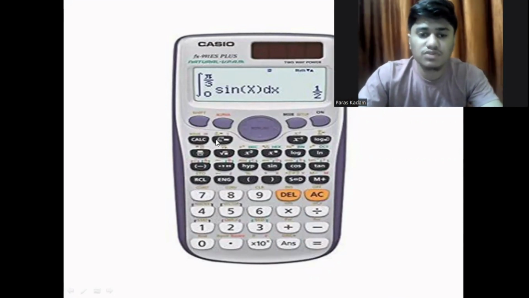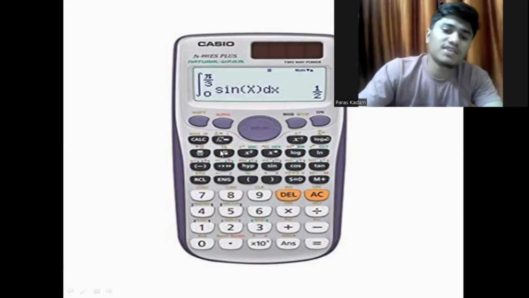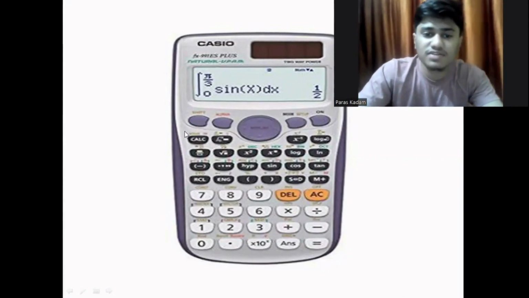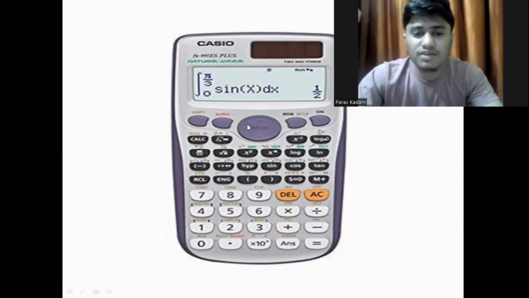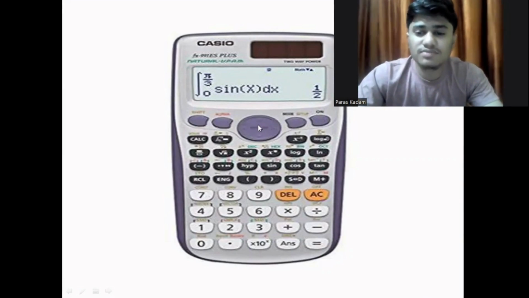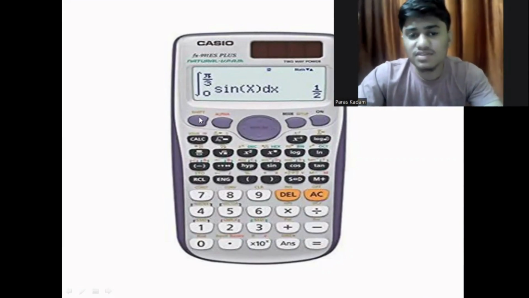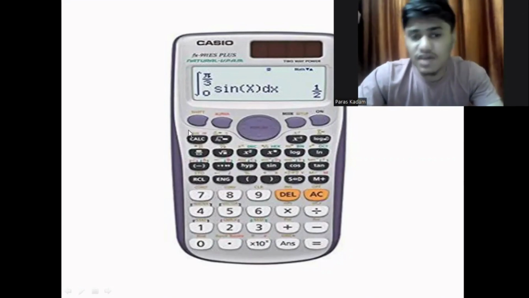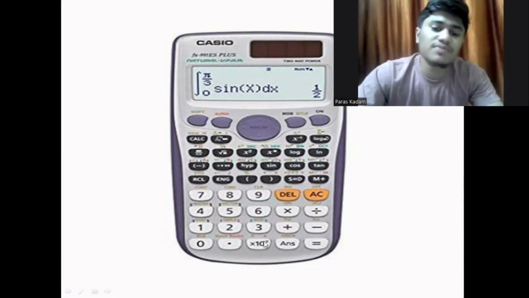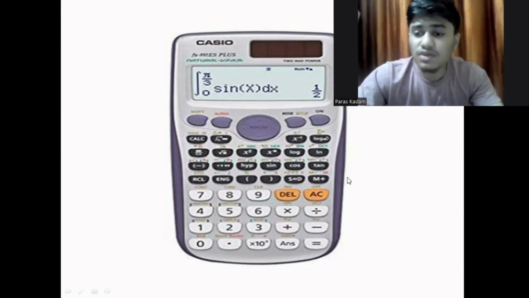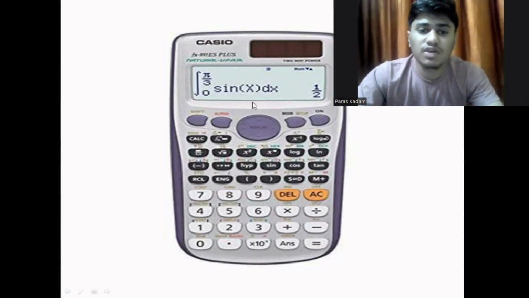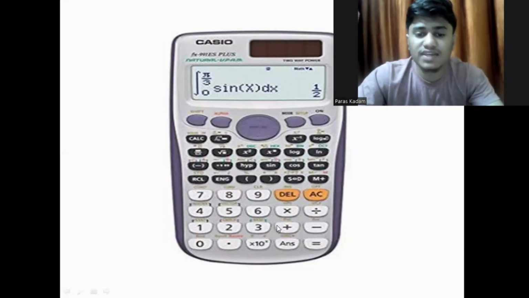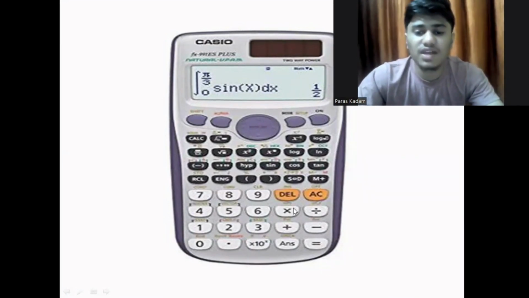In this calculator, first of all we can see the first five buttons. They are for operating some keys. Like if we press shift and the 10 raised to x key, we will get pi in the output. These white keys are for calculation only.